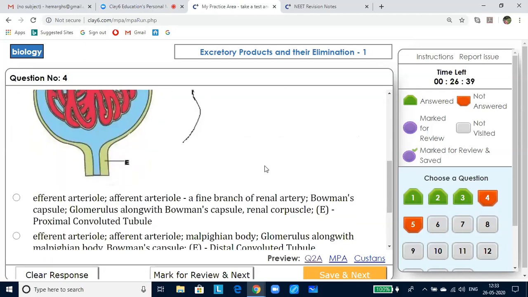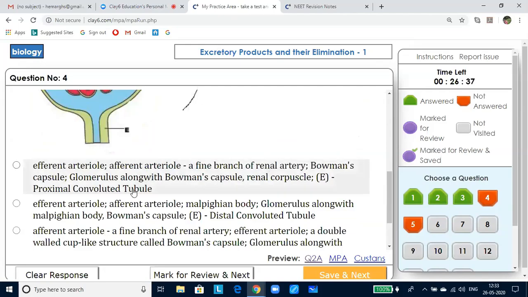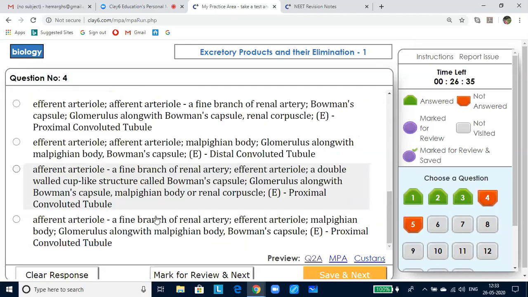So if we are looking at this diagram, the first one has to be afferent arteriole. Okay, we are able to get it as afferent arteriole. Cut down the choice. A fine branch of renal artery, efferent arteriole, a double cup-like structure called the Bowman's capsule, glomerulus along with Bowman's capsule, Malpighian body or renal corpuscle, and proximal convoluted tubule. So this is the choice.